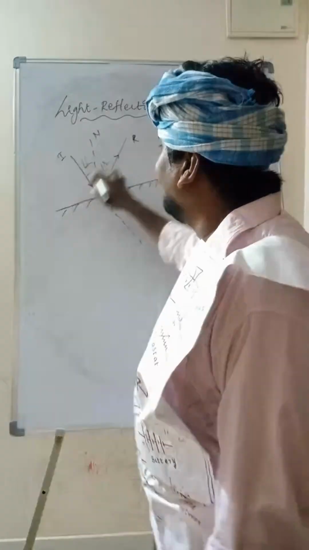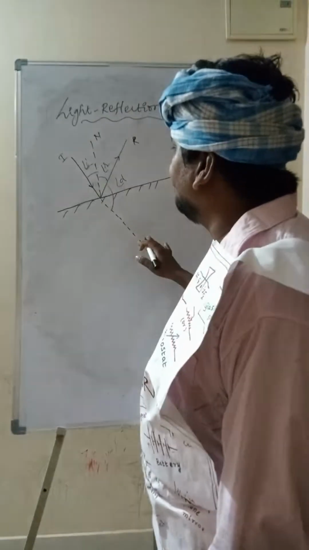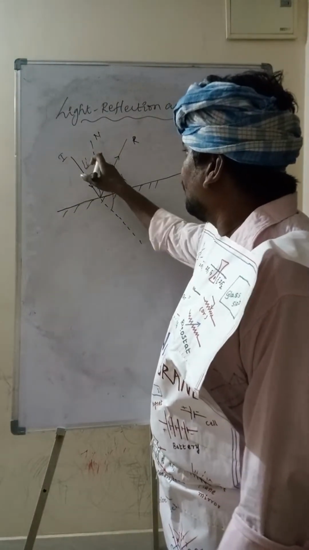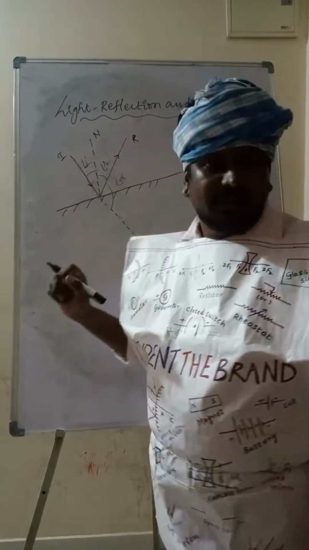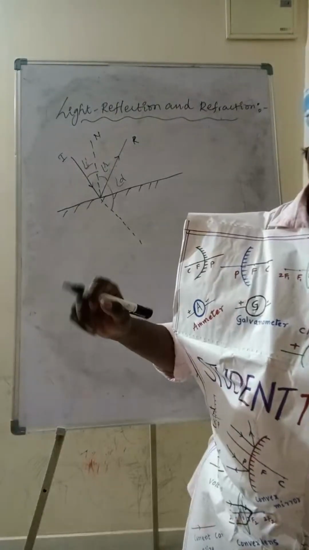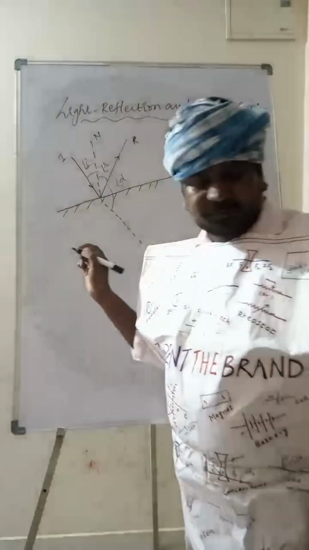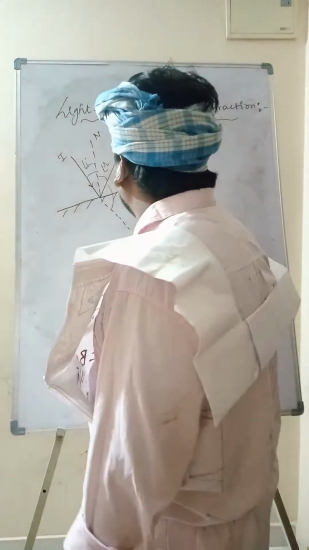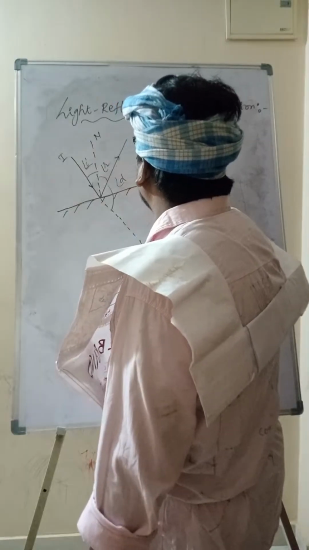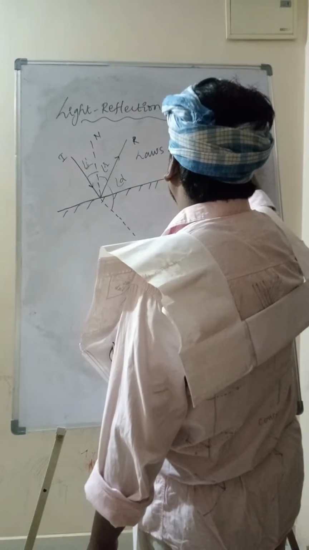So this is the incident ray, reflected ray, normal line. This is the undeviated line. Now the laws of reflection will be discussed.